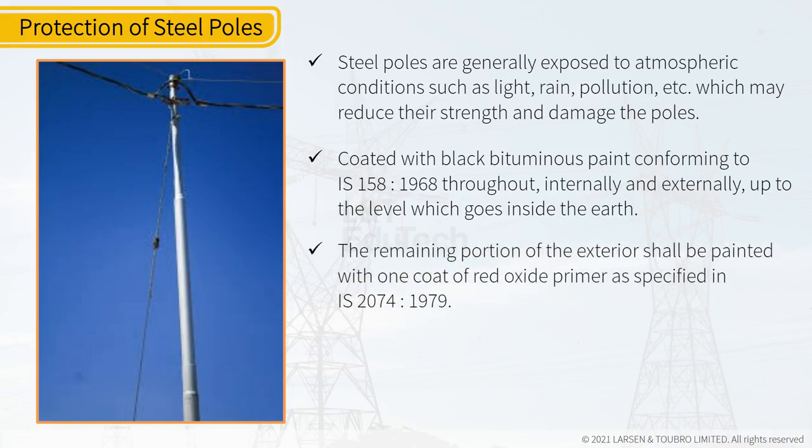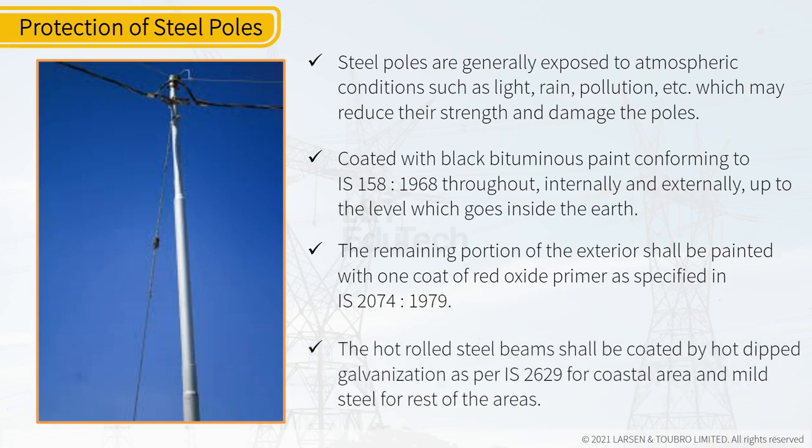The remaining portion of the exterior shall be painted with one coat of red oxide primer as specified in IS 2074-1979. The hot rolled steel beams shall be coated by hot dipped galvanization as per IS 2629 for coastal area and mild steel for rest of the areas.